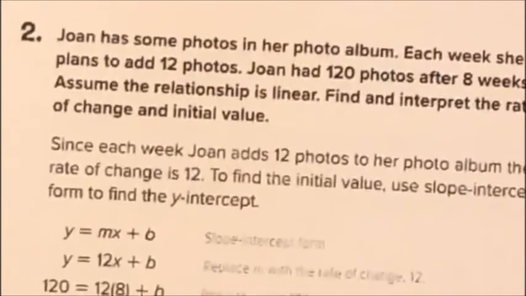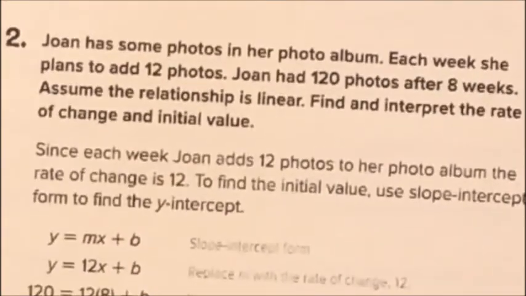Example number 2 says Joan has some photos in her photo album. Each week she plans to add 12 photos. Joan had 120 photos after 8 weeks. Assume the relationship is linear. Find and interpret the rate of change and initial value. Since each week Joan adds 12 photos, the rate of change is 12. To find the initial value, use slope-intercept form to find the y-intercept.